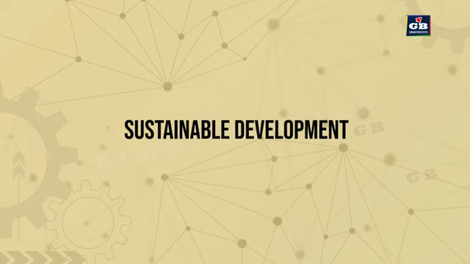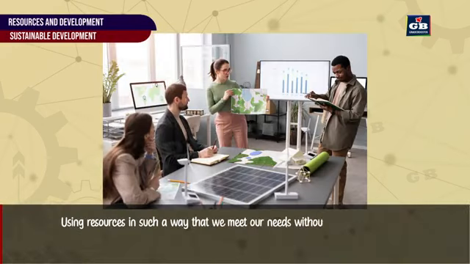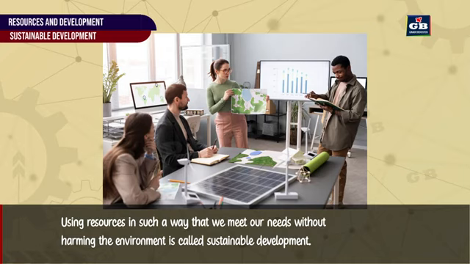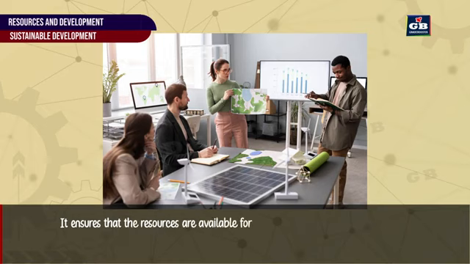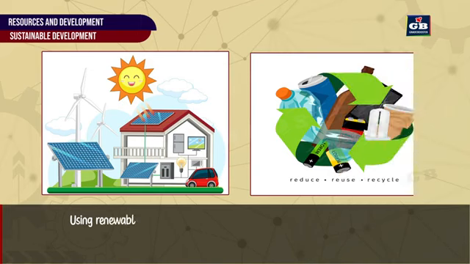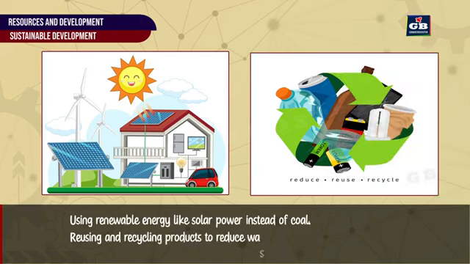Sustainable development. Using resources in such a way that we meet our needs without harming the environment is called sustainable development. It ensures that the resources are available for future generations. For example, using renewable energy like solar power instead of coal. Reusing and recycling products to reduce waste.